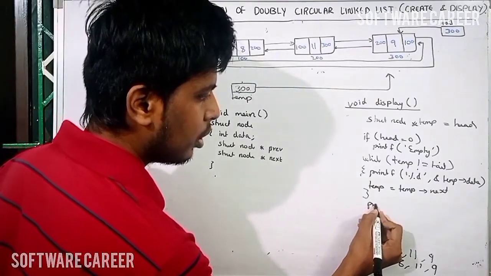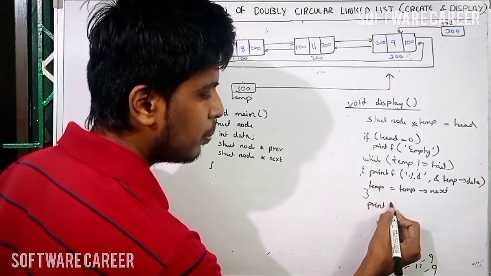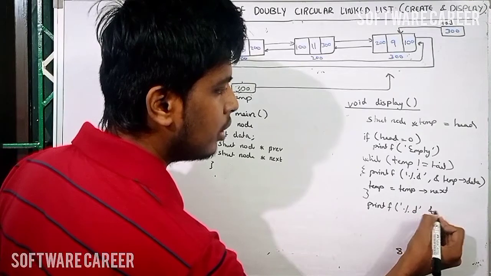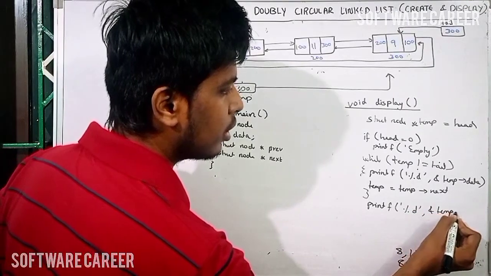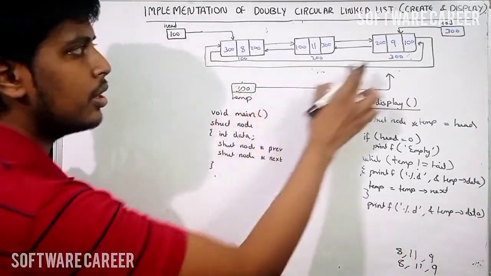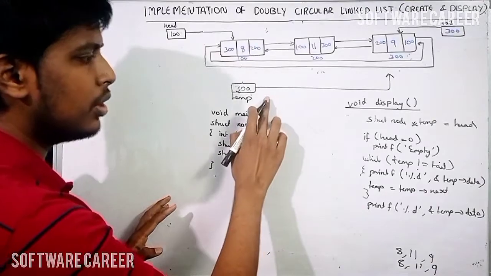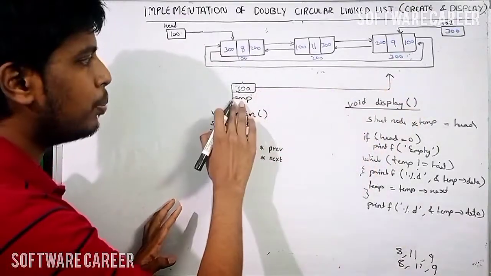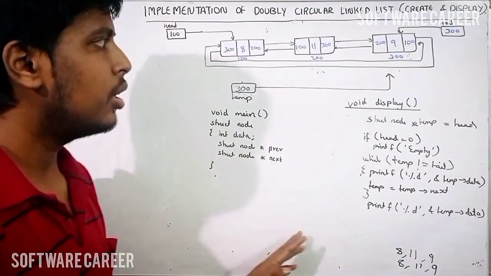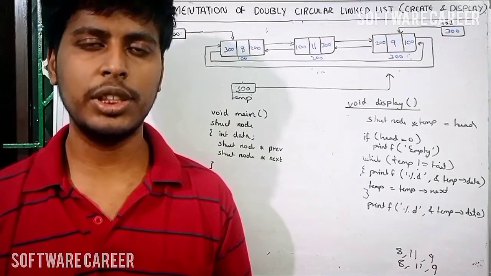See, I am writing this print statement outside of this bracket. Printf %d comma temp data. Now temp is 300. 300's data is 9. 9 gets printed. Then the temp pointer will not move to the first node. It gets stopped. This is how you should display all the elements present in a double circular linked list and create the nodes in a double circular linked list.